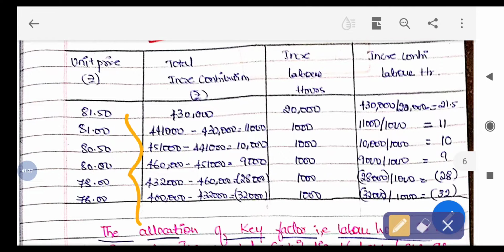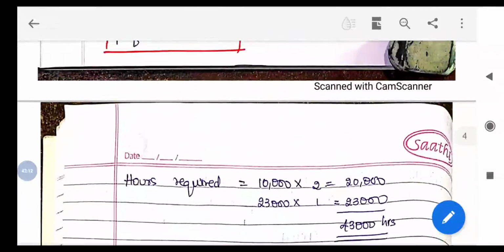The same procedure has been given here, and you can easily understand this. 4,41,000 minus 4,30,000 is 11,000. Next, 4,51,000 minus 4,41,000 is 10,000. 4,60,000 minus 4,51,000 is 9,000. 4,32,000 minus 4,60,000, as it is decreased, is minus 28,000. The same will be here, minus 32,000. So the incremental contribution is the same as we did for crown.